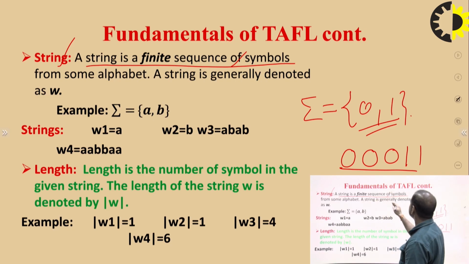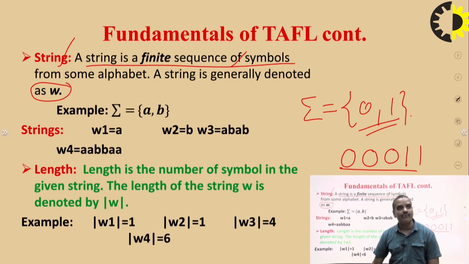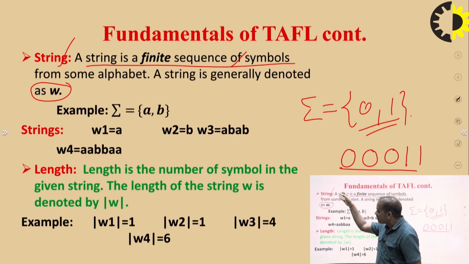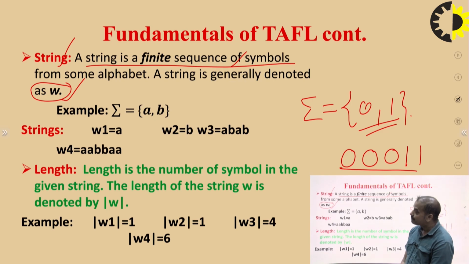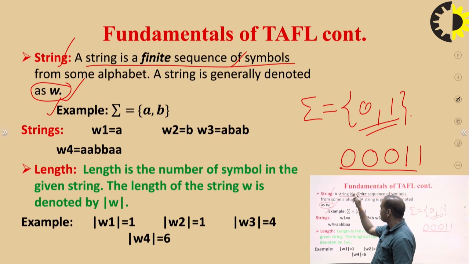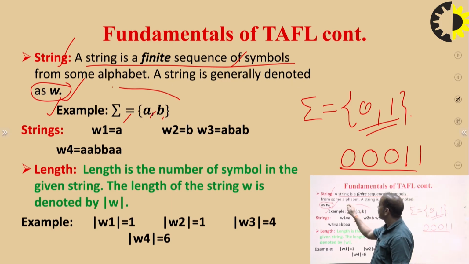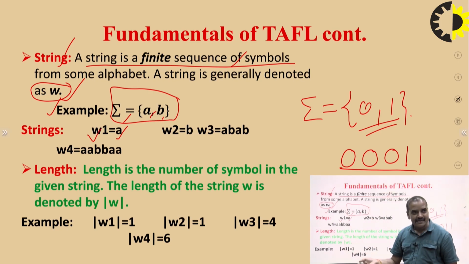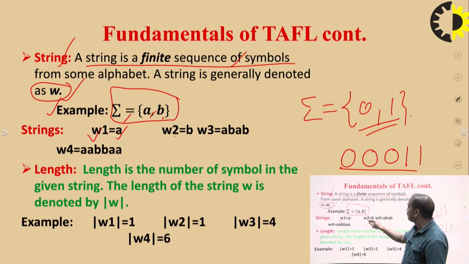A string is generally denoted as W. W is the name of a string, which may be W1, W2, or W3. But here we have to derive a single string, so we write W. That means a string is denoted by the symbol W. Here we take an example, sigma equal to {A, B}. Now we want to construct a string by using these symbols. We construct W1 equal to A. It may be possible to take one symbol from the input alphabet, only A or only B.